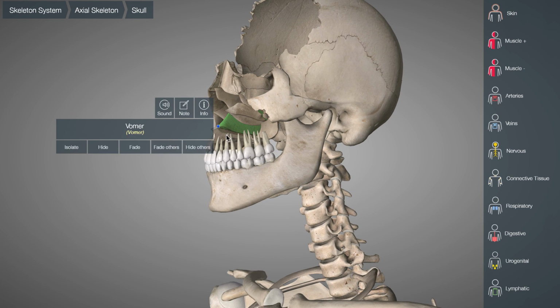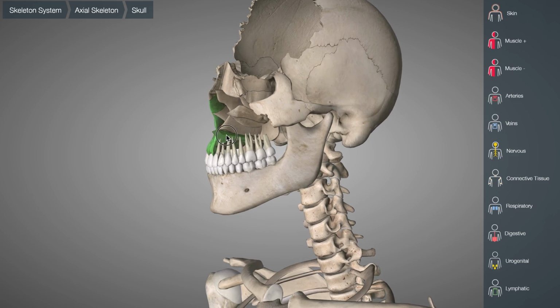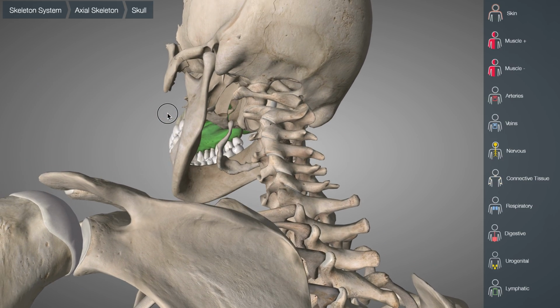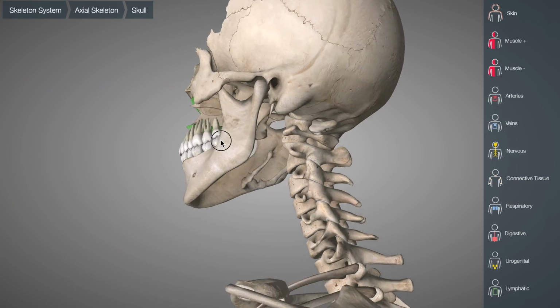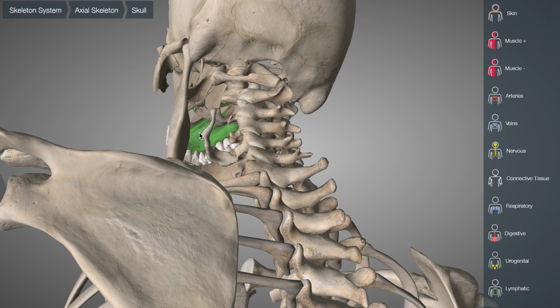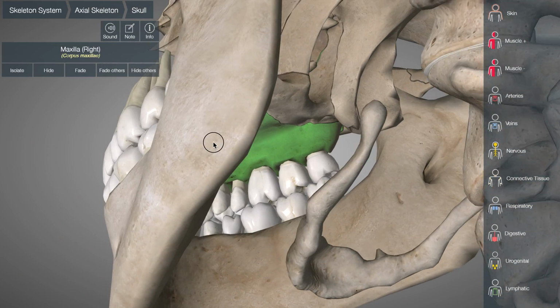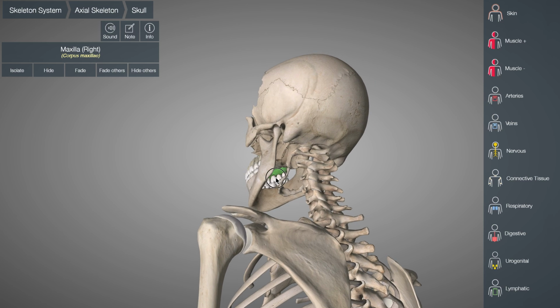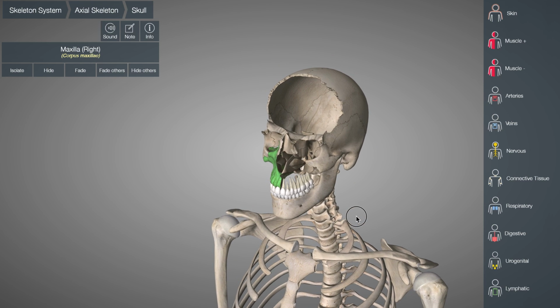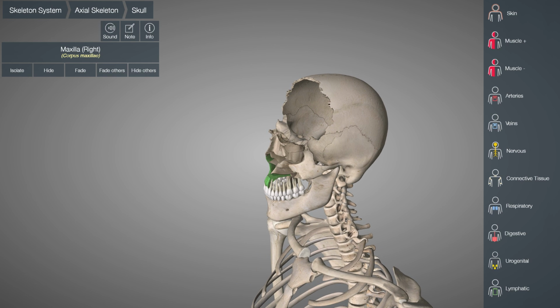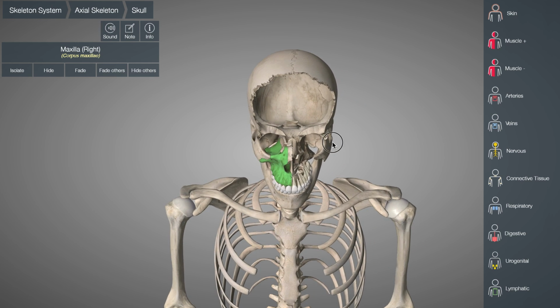So the palatine is actually part of the maxilla. So that's going to be where the roof of your mouth is. Okay. And I think, if I'm not mistaken, that should be all of the bones of the skull.